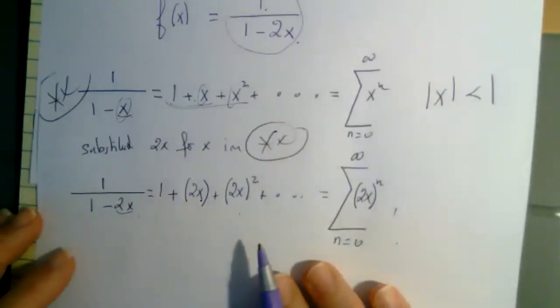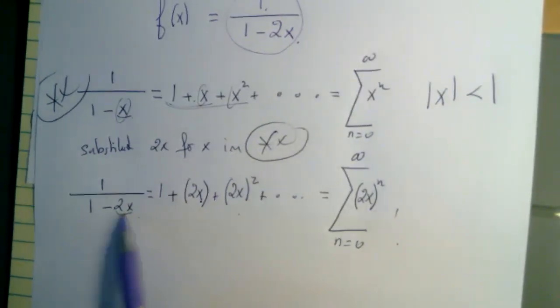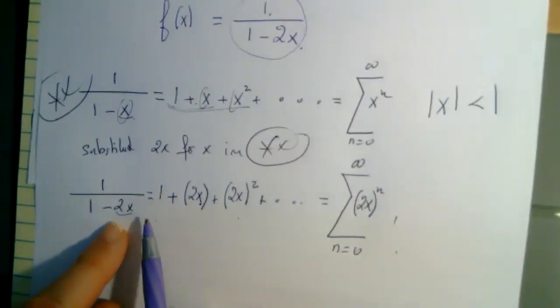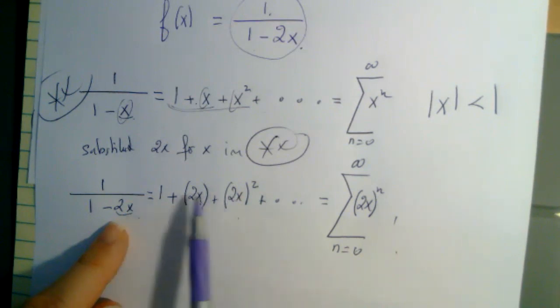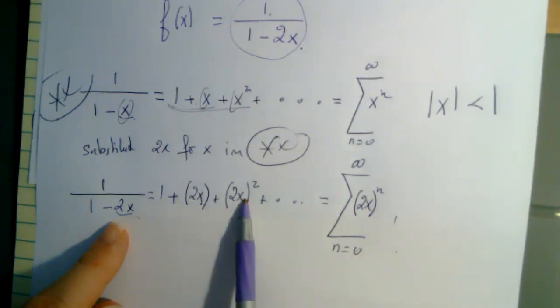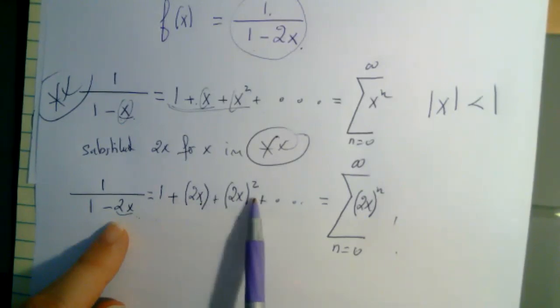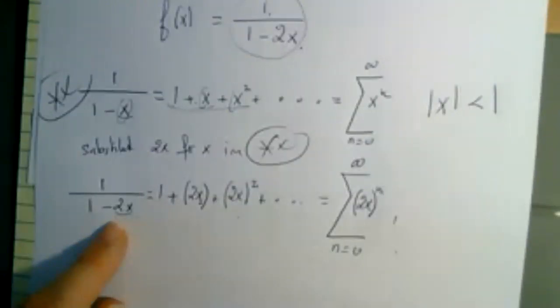So let me ask you a question. Can x in this equation be equal to 1? Can x be equal to 1? Yes or no? I plug in 1 in here. No, because if x is 1, 1 plus 2 squared, it fails.